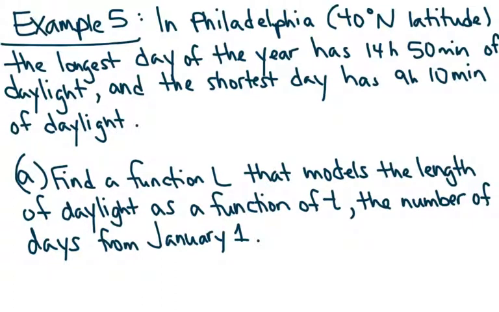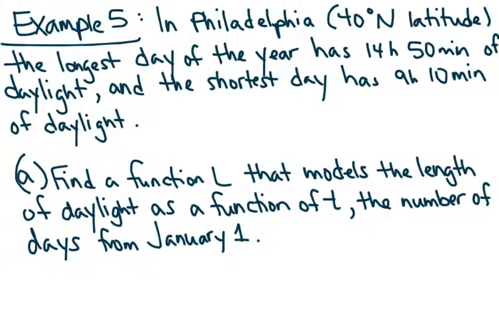daylight on the longest day and less than 4 hours on the shortest day. There's a graph in the textbook on page 416 that shows the number of hours of daylight at different times of the year for various latitudes. It's apparent from the graph that the variation in hours of daylight is simple harmonic motion. So, for our problem, in Philadelphia, which is at 40 degrees north latitude, the longest day of the year has 14 hours and 50 minutes of daylight, and the shortest day has 9 hours and 10 minutes of daylight. We want to first find a function L that models the length of daylight as a function of t, the number of days from January 1st.